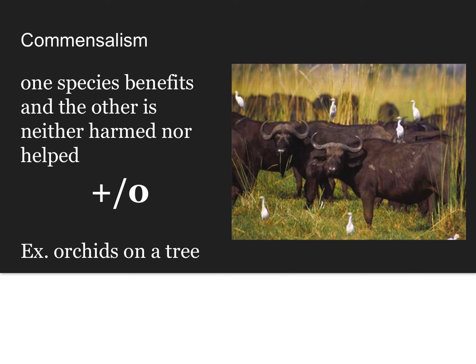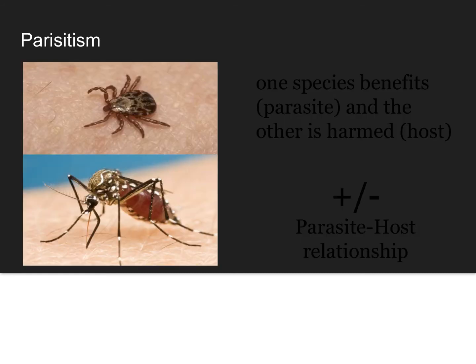So if you look at this picture, we have a water buffalo and birds interacting. The birds get to eat the flies and other insects that are around the water buffalo, but the water buffalo really don't get anything out of it. The flies aren't harming them, so the birds get food out of it. The buffalo, nothing really happens to them.